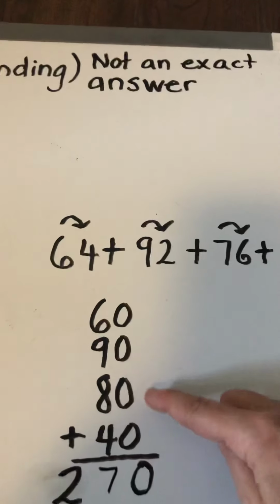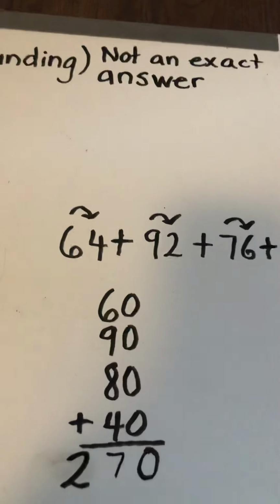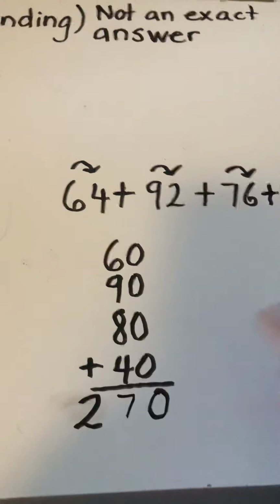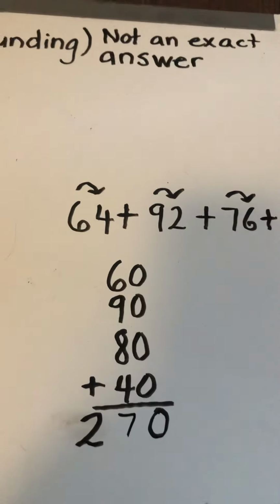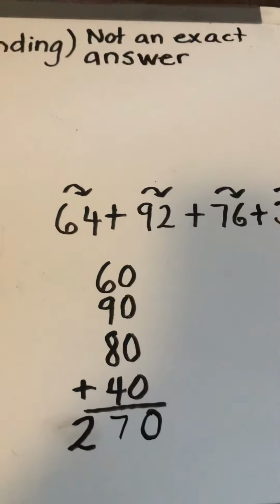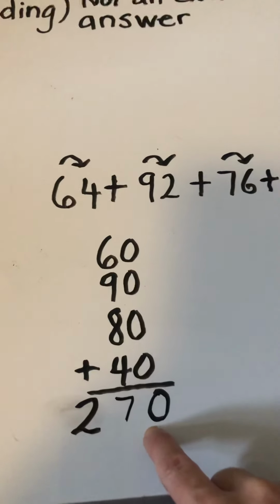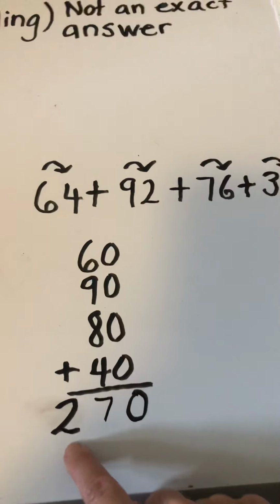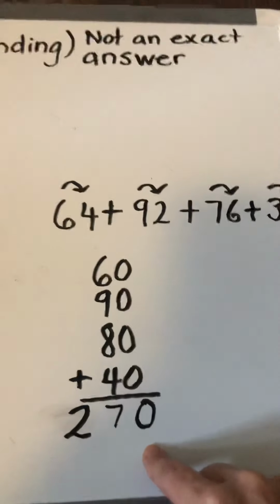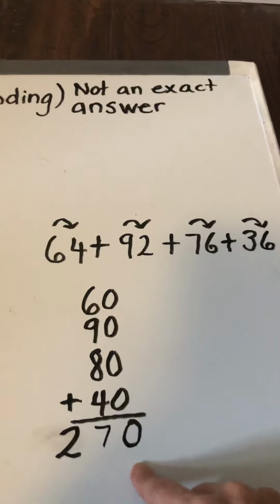Put your units under your units. Put your tens under your tens. Obviously 0 plus 0 plus 0 plus 0 is 0. 6 plus 9 is 15. 15 plus 8 is 23. And 23 plus 4 is 27. So my final sum is 270. But you see how this is close, but it is not an exact answer. It will still be pretty close.